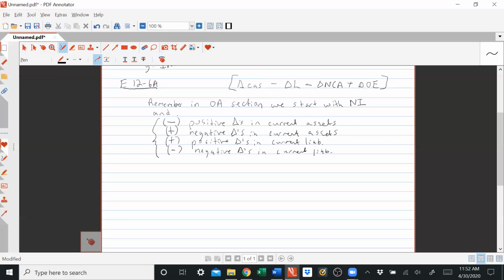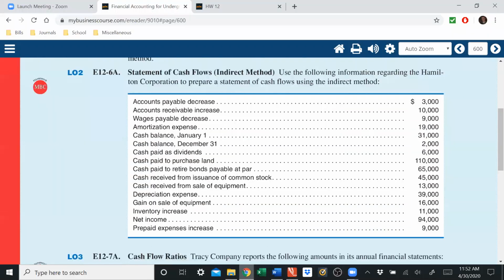But if you just want to memorize, here are the rules. All right, with that in mind, let's do the statement of cash flows.